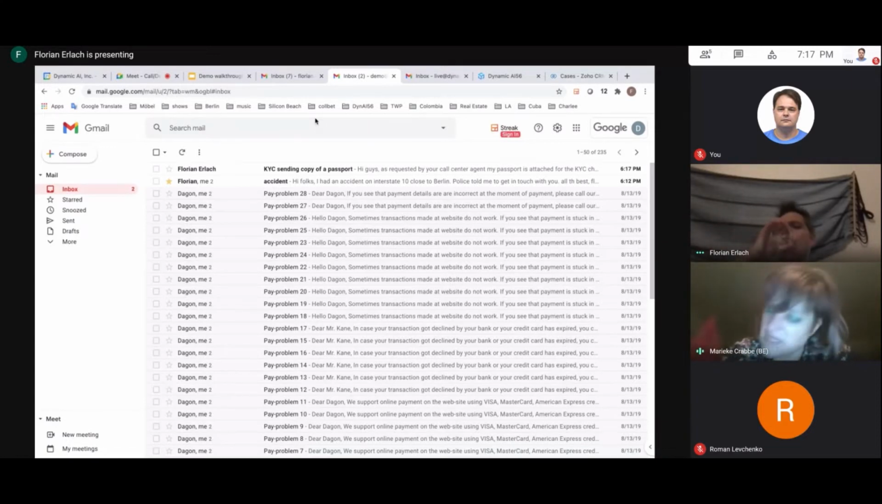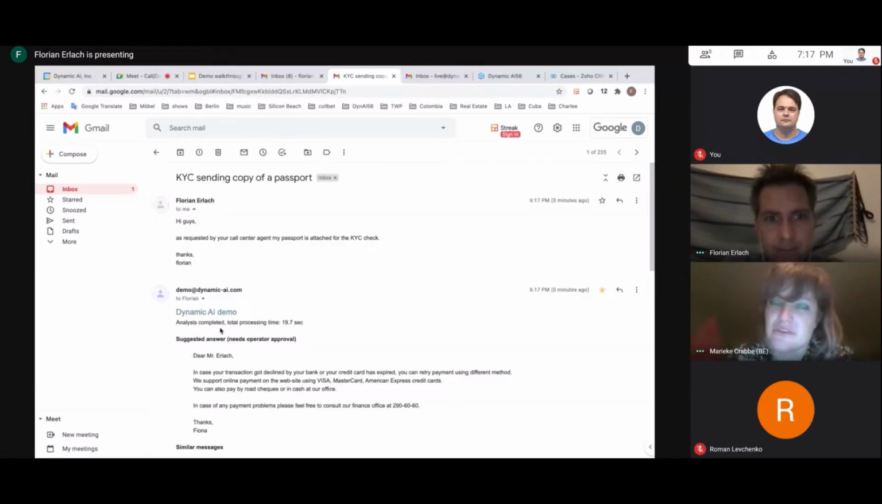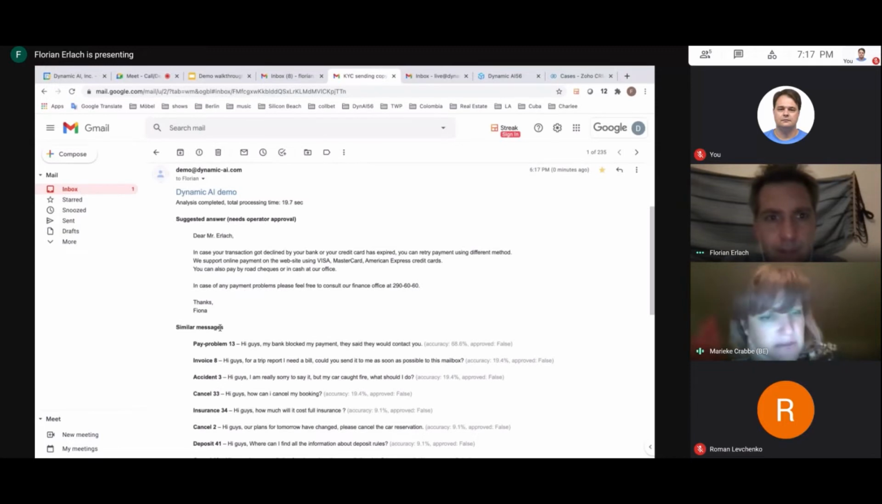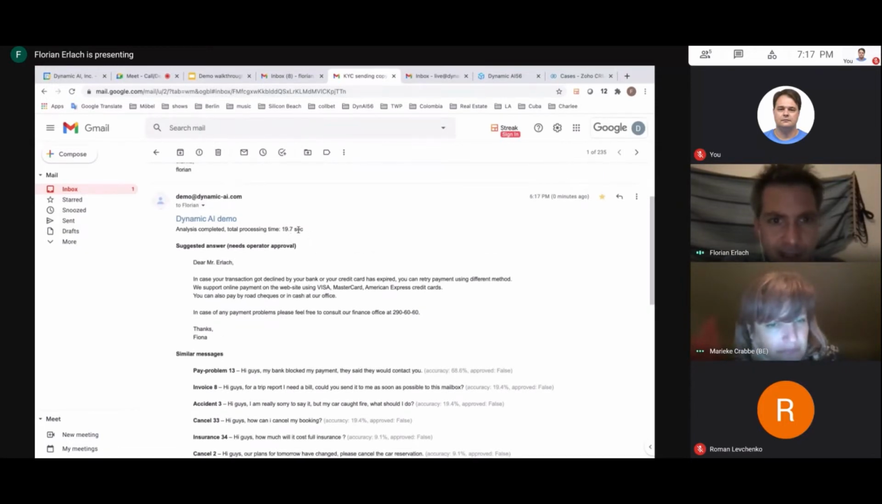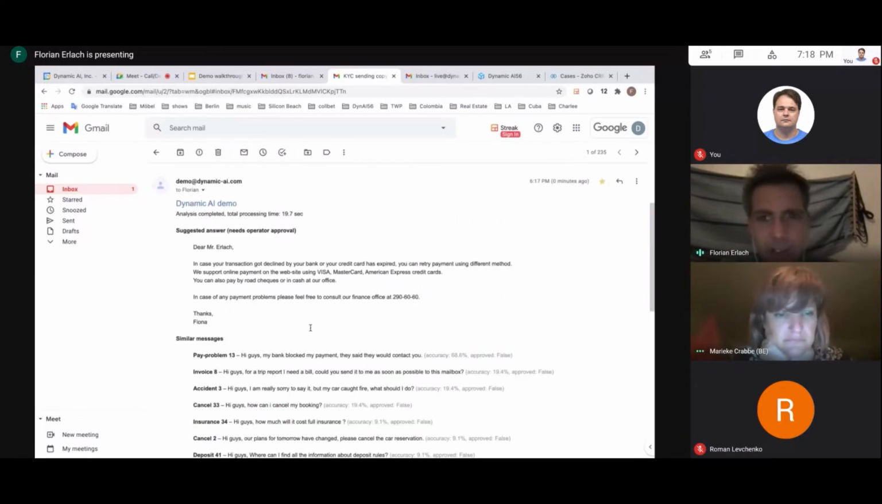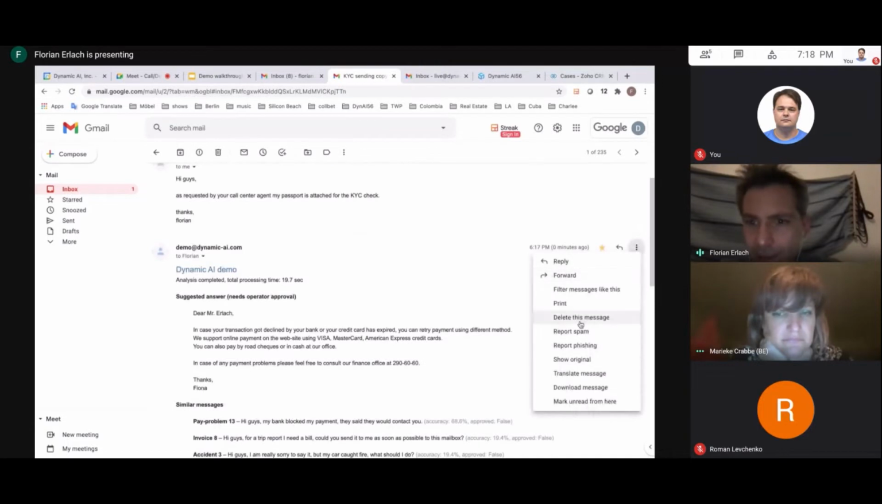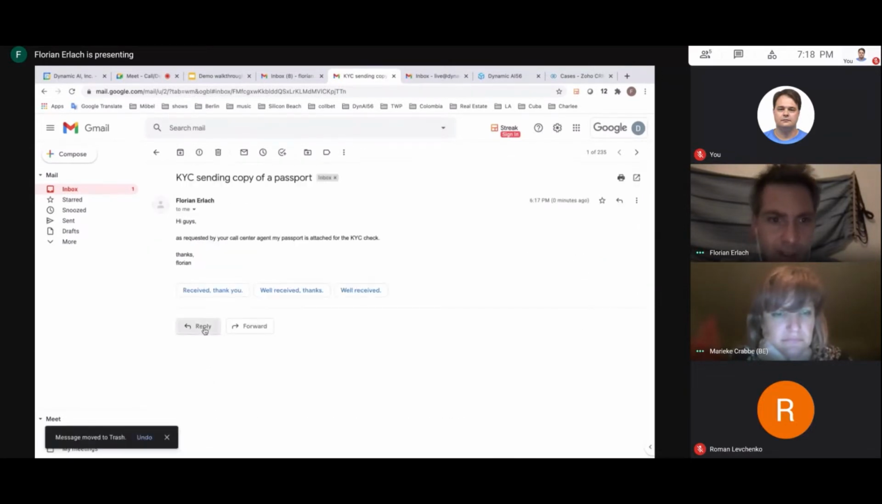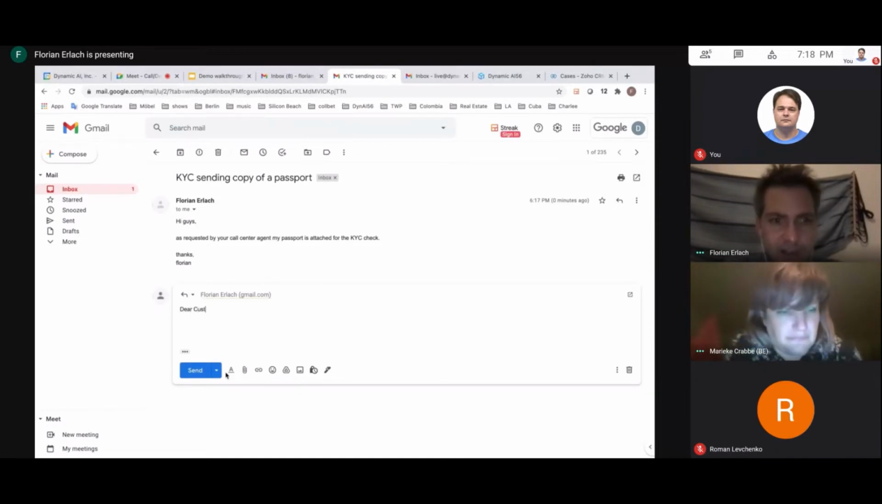So, in the meantime, what is exactly the functionality that dynamic AI offers? Let's first look at this. As you can see, it was processed in 19.7 seconds. The suggested answer needs operator approval because it's not sure, because it has never seen it before. The mistake in case of transaction got declined by your bank or credit card. So it understands it has to do something with finance, payment problems, invoice, but it is not this. It is this KYC, and our system is in the way that you can teach it whatever you want. So what do you want to have as an answer to your customer? Yeah?